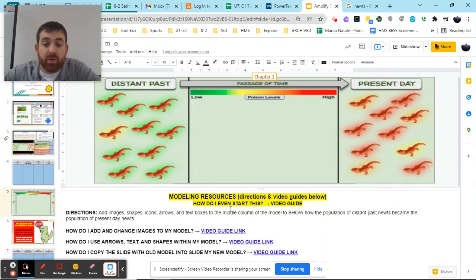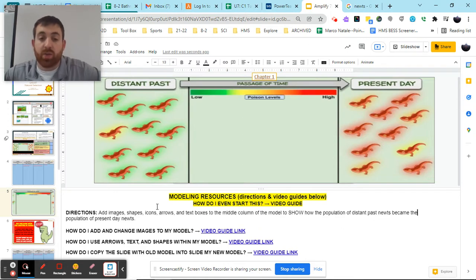And if you're watching this video, you've clicked on the "how do I even start" video guide, where we're looking at this model and trying to figure out where do we begin. So let's take a look at the directions to get ourselves started. We're going to be looking to add images, shapes, icons, arrows, and text boxes to the middle column of the model to show how the population of distant past newts became the population of present day newts.